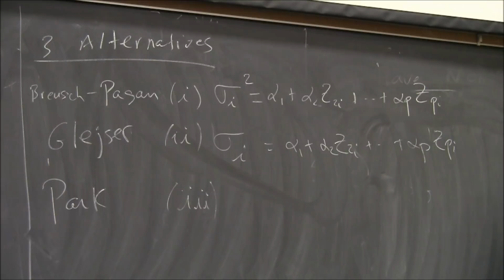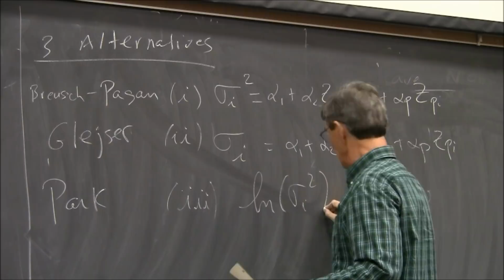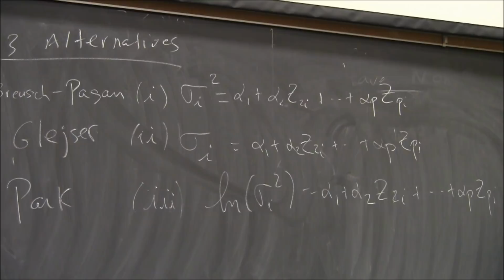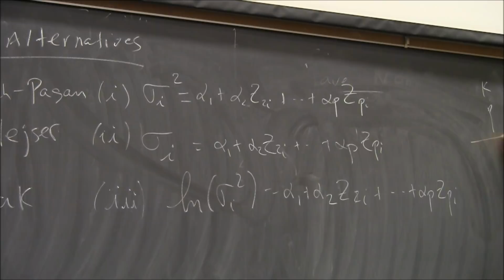The log of sigma i squared is alpha 1 plus alpha 2 z2i plus alpha p zpi. So in these models, there are going to be k betas, and there'll be p alphas. So we'll have k plus p parameters to estimate.